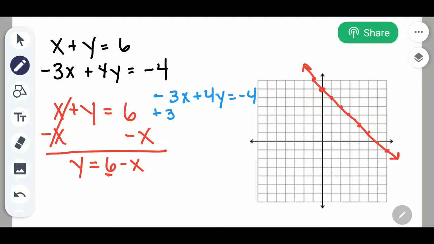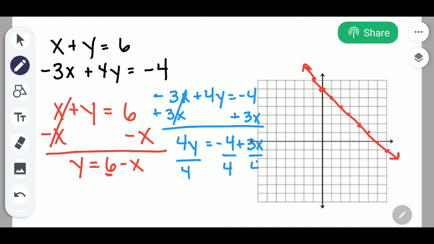Move our x term over. So we get 4y equals negative 4 plus 3x. Divide everything by 4. Y equals negative 4 over 4 is negative 1 plus 3/4 x. So we start at negative 1 and put our dot. Our slope is 3 over 4, so rise 3, run 4. Oh, look at there. So this is our next line.